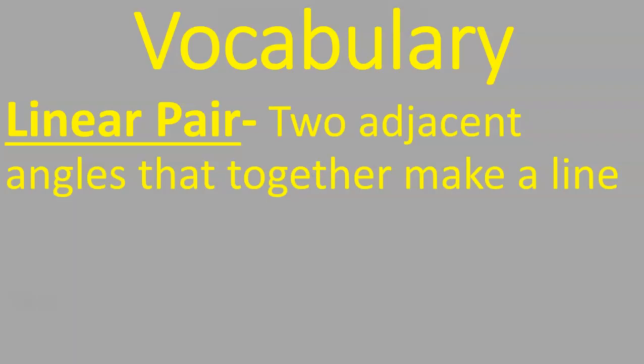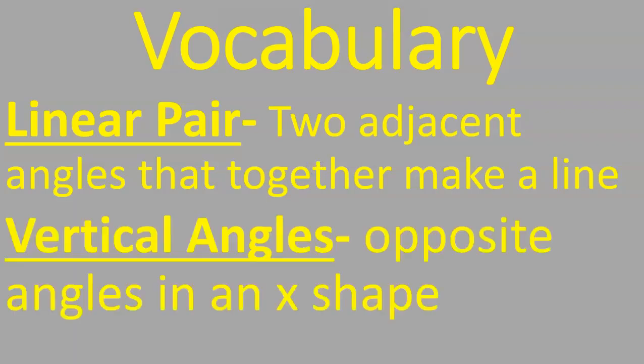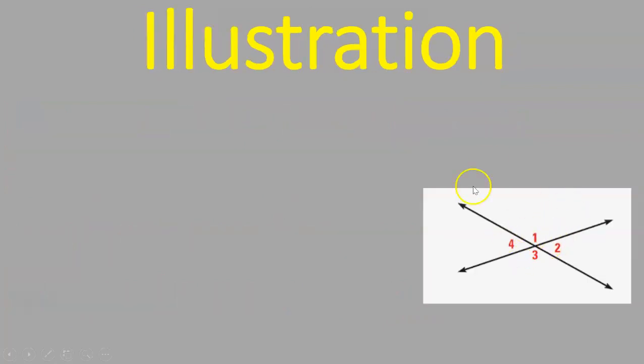A linear pair are two adjacent angles that together make a line. Adjacent means they share a vertex, share a side, and don't overlap. And between them, they make a line. Vertical angles can be thought of informally as opposite angles in an X shape. So looking at the illustration, we have this with four angles.